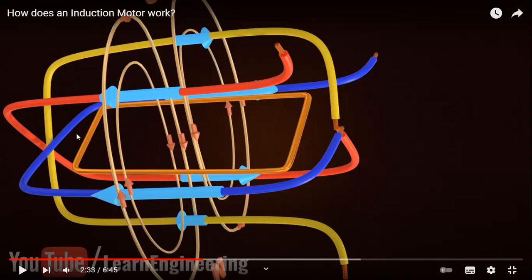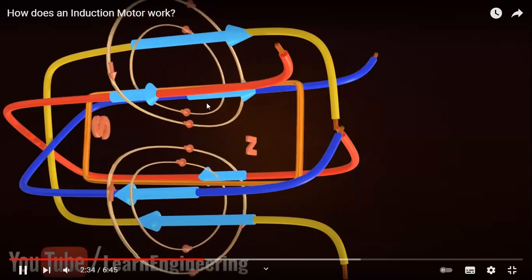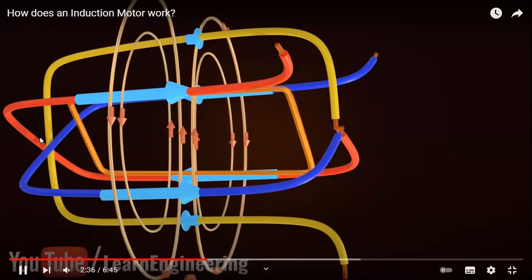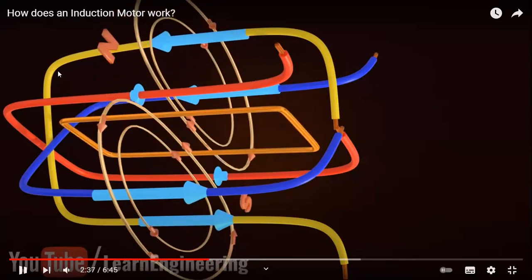When the EMF is generated in the coil, then current flows into the coil. When current is flowing into the coil, then according to the Lorentz law, force is created in the coil. When force is created in the coil, the coil moves. You can see this coil is moving.